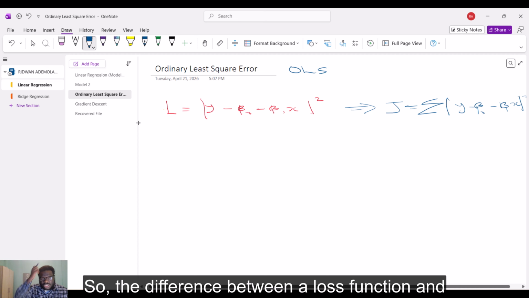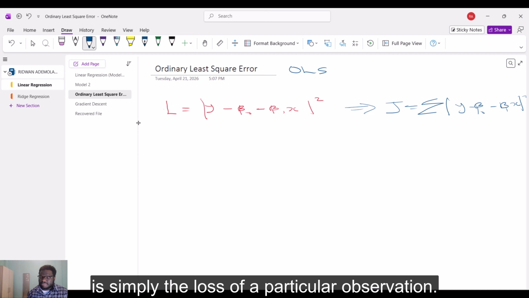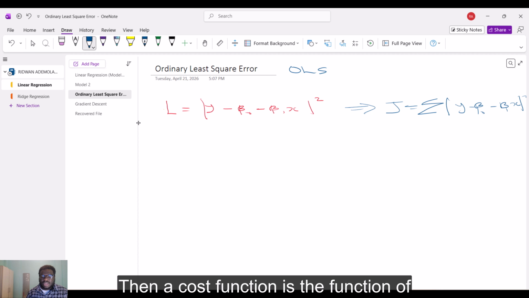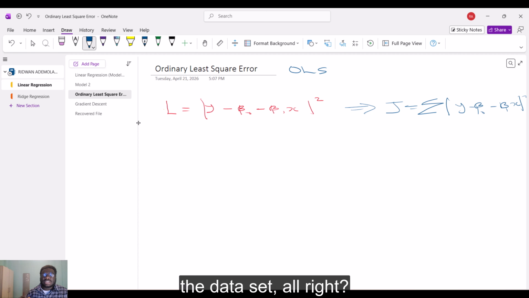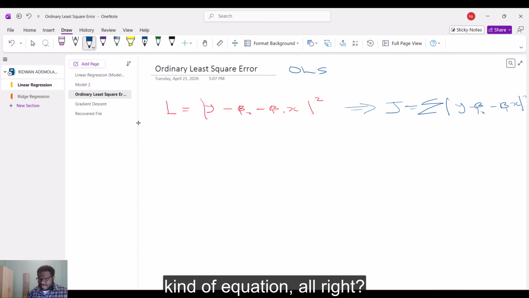The difference between a loss function and a cost function is that a loss function is simply the loss of a particular observation, while a cost function is a function of all of the observations, that is, all of the data sets. But regardless, it's still the same kind of equation.